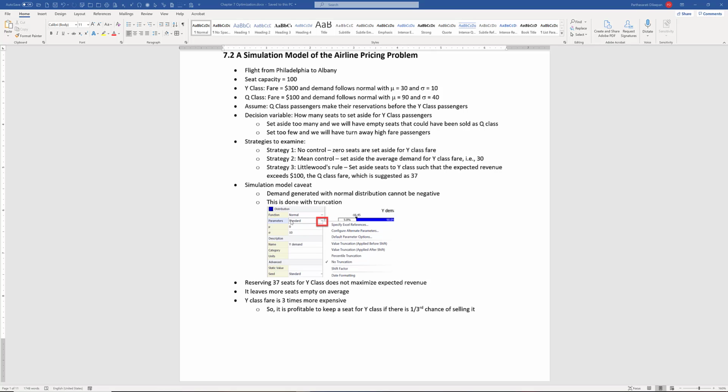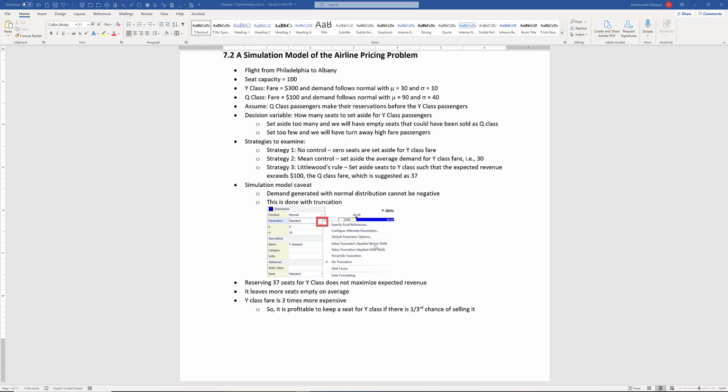And here is a screenshot of how to truncate. We need to click these 3 buttons and then select. Right now it is no truncation, and we need to select truncation. No truncation means nothing is truncated on the left side or on the right side, and truncation can be done in different ways. We can have a shift factor, so you can shift the mean up or down and then do the truncation, or you can do the truncation and then shift up or down. So that's why you have all of these different possibilities.